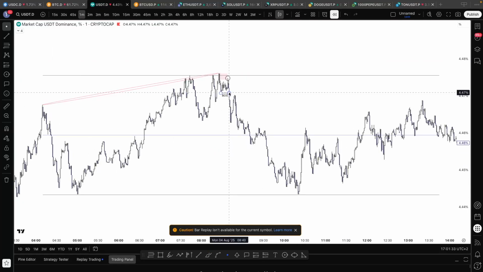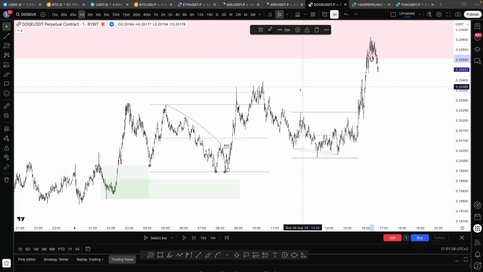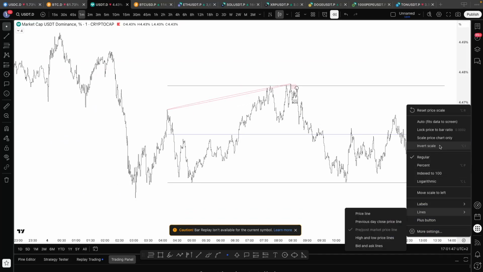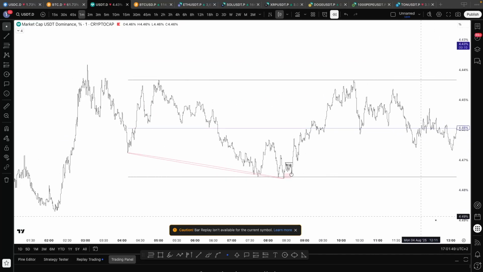I hope you understand how amazing this was, that you had your break of structure on USDT dominance, you had your break of structure on Dogecoin, and that it was an amazing confluence, because these were literally the inverted charts of each other. Because when I invert this, you have your Doge long.